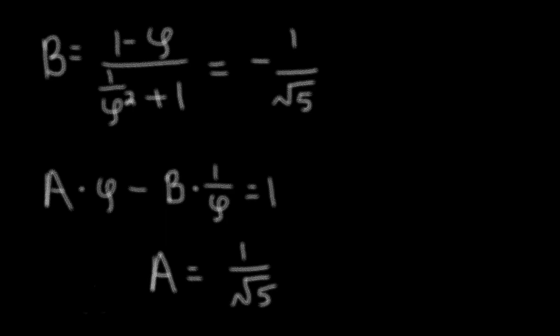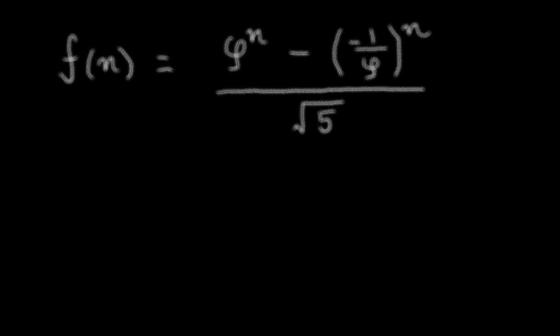And with that, we can write down the final explicit formula for f of n. Okay, ta-da, here it is. Here's the connection between the Fibonacci numbers and the golden ratio. Now this is an explicit formula for f of n. So for instance, if I wanted to take the millionth Fibonacci number, I would just plug in n equals a million. And this is a pretty remarkable formula.